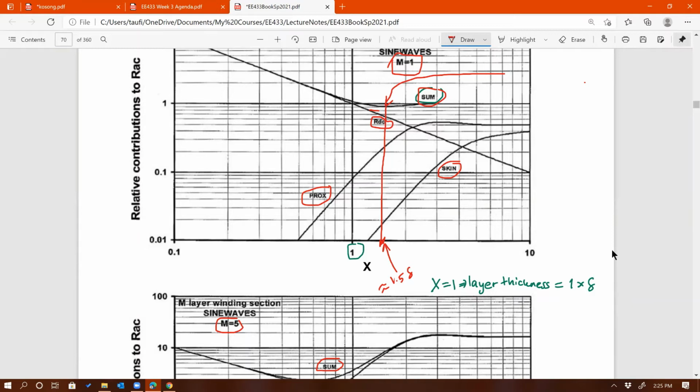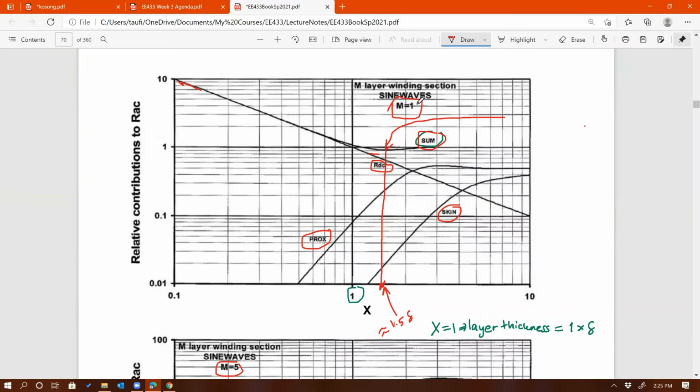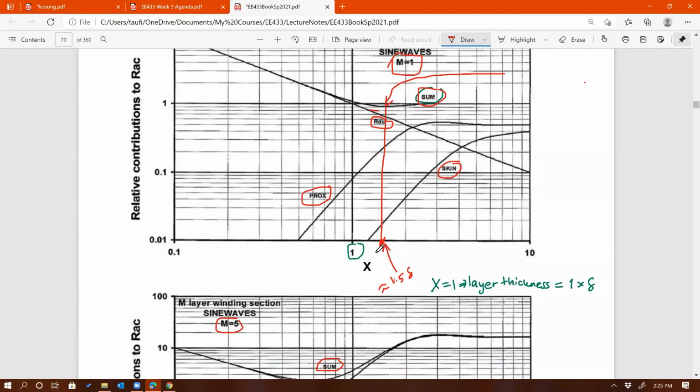So it looks like for m equals 1, so if the inductor only has 1 layer, it looks like from this graph the thickness of the layer should be 1.5 times the skin depth in order to minimize the loss. Does that make sense from this graph? So that's why this is very useful. I like this graph because then you can just read the graph and figure out which would be the minimum total resistance to give us the minimum loss.